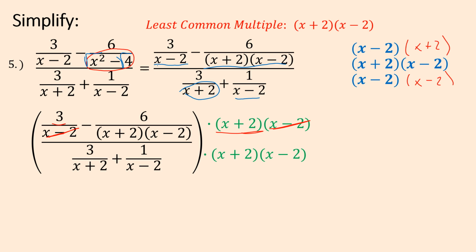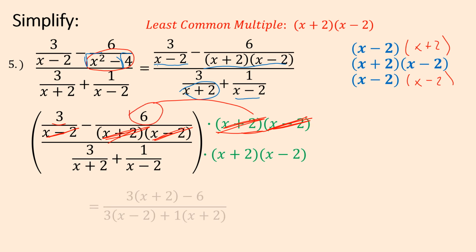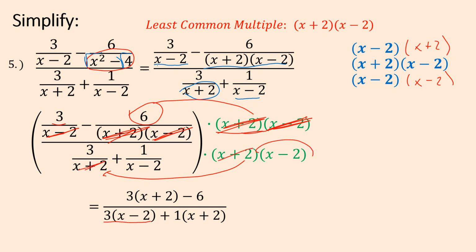Okay, when we multiply in to this one, everything's going to cancel. Those cancel and those cancel. So just the 6 would be left. So let me show you this completed fraction first. So on the top, we'd have that 3 times x plus 2 minus 6. On the bottom, we're going to have 3 times x minus 2, because that's what's left. And then when we multiply this one in, x minus 2 would cancel. 1 times x plus 2 is left.